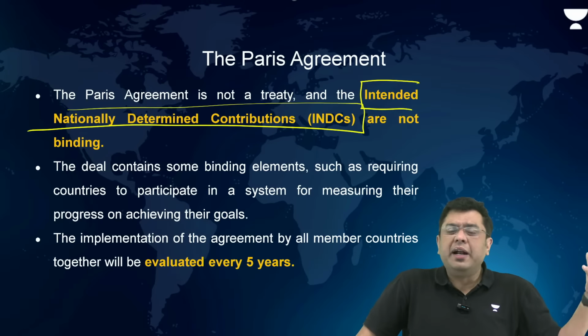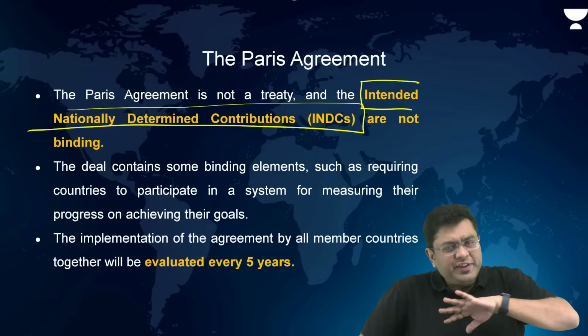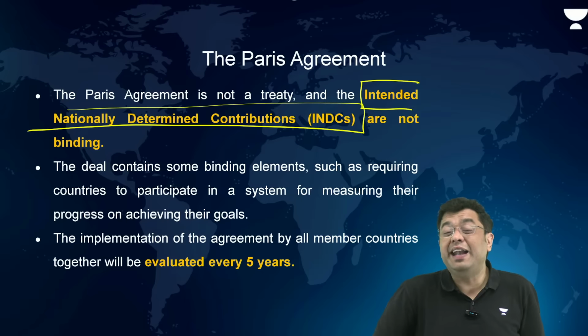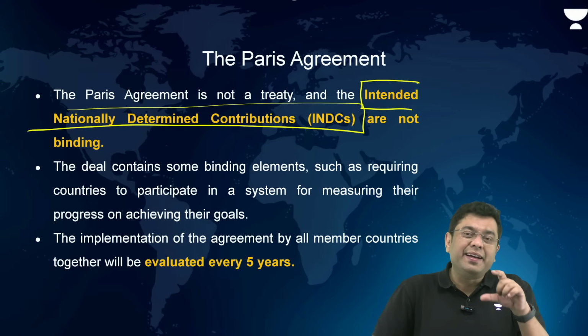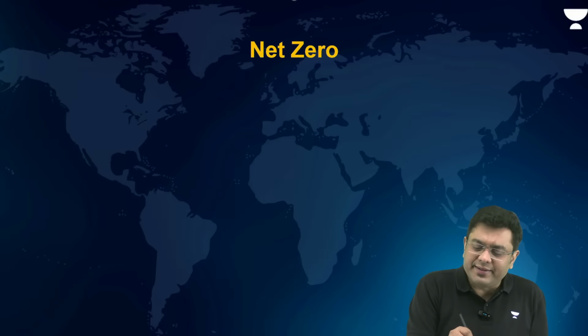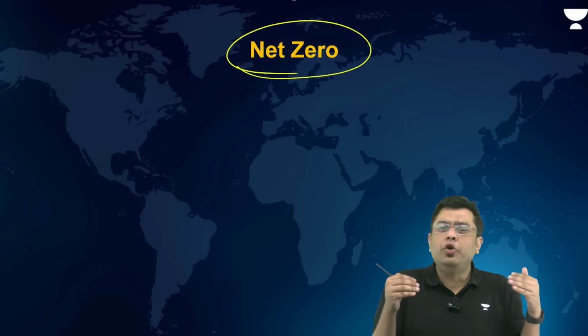Because the developed countries did not achieve their goal, they simply changed the goalpost, saying that now we will focus on the concept of net zero. The Paris Agreement also highlighted the concept of net zero, which was first highlighted by the IPCC report. So what is this concept of net zero? When we talk about net zero, this is about net zero emissions.